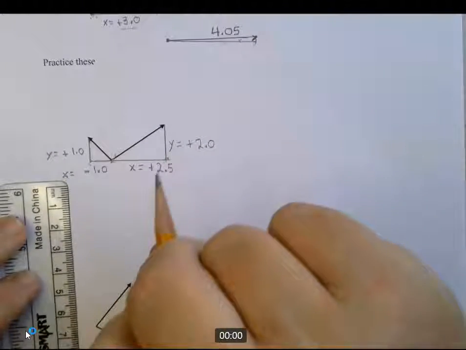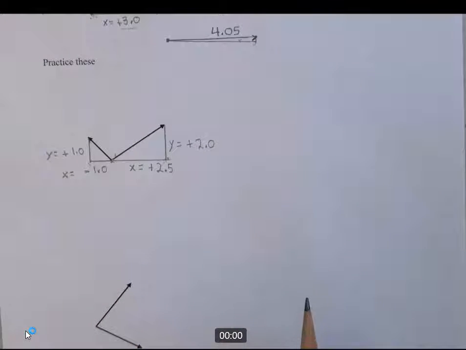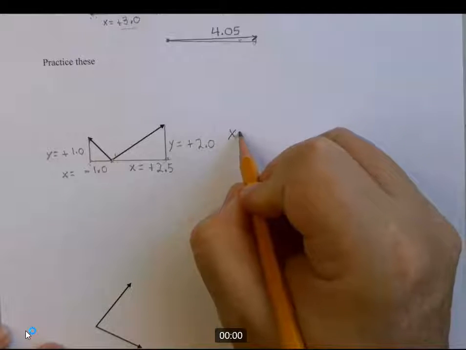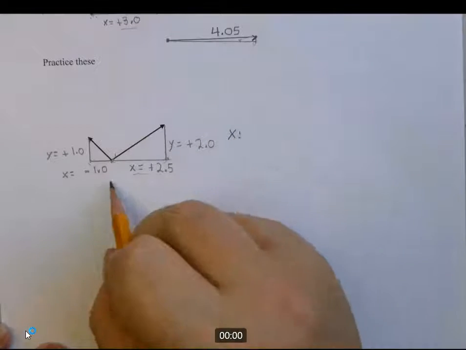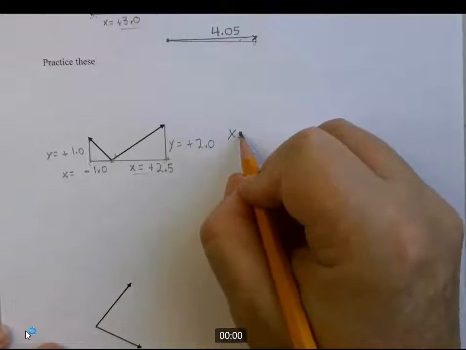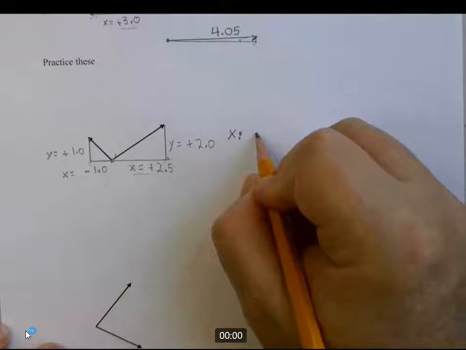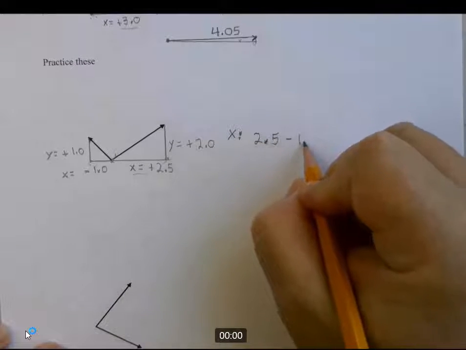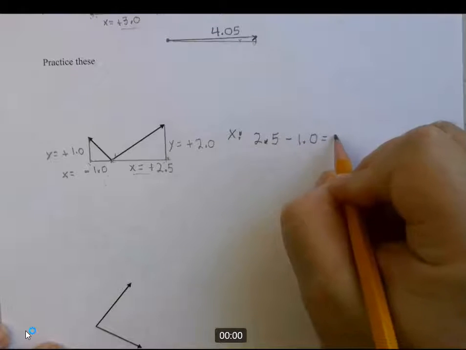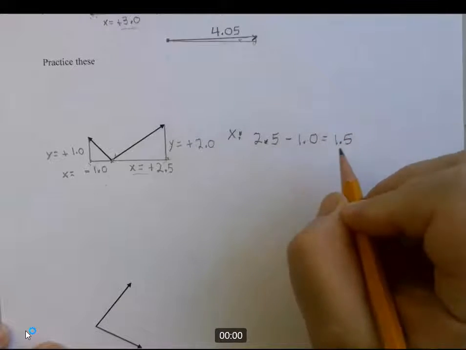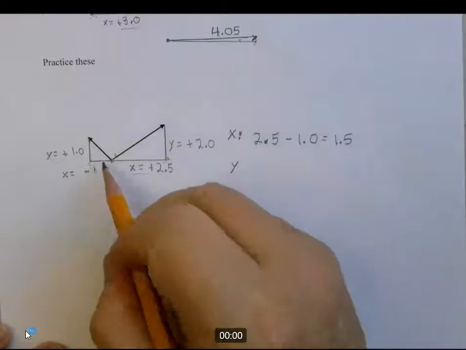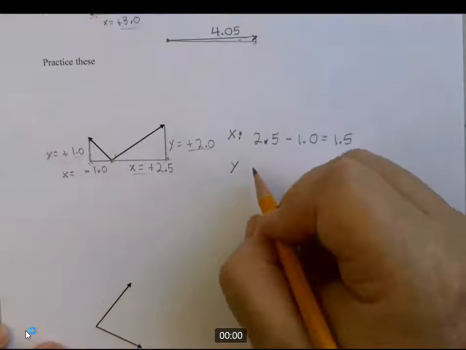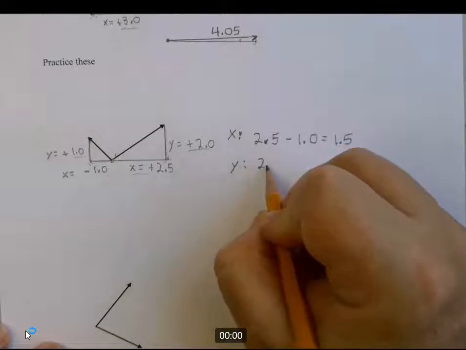All right. So now what we're ready to do is add our x's. So the x, I'll do that over here, is 2.5. It doesn't matter which order you put them in. You add, they're going to all come out the same. So it's 2.5 minus 1.0 equals 1.5 centimeters for x. For y, they're both going up in the positive direction, so it's 2.0 plus 1.0, and that'll give you 3.